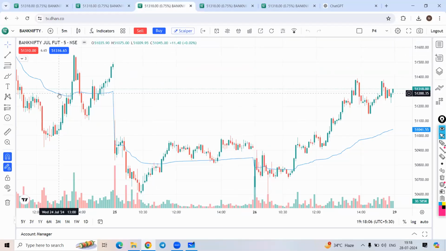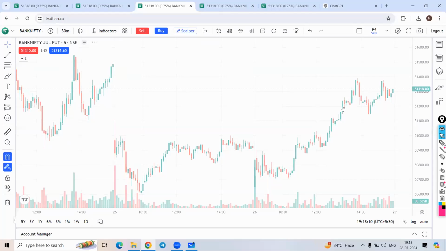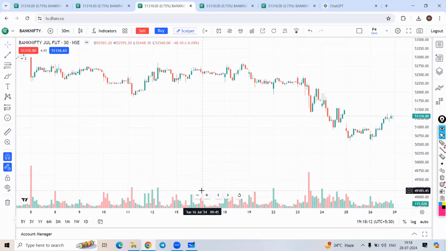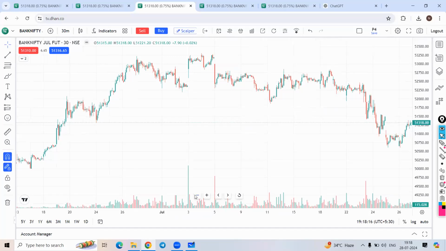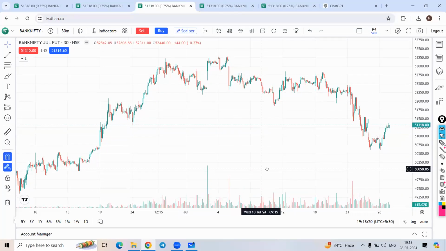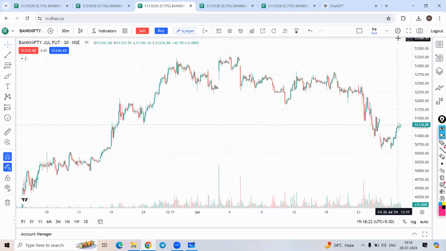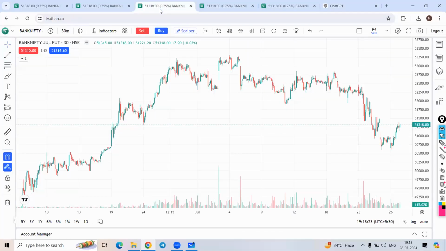Okay, I'll remove VWAP and all, not required. No indicator, nothing. So now to analyze the chart, to understand the market trend, what is going on, which is the major support resistance. How long you are showing the chart to the chat GPT, it might give a better answer. We'll use a different tool to understand. One by one you can identify.